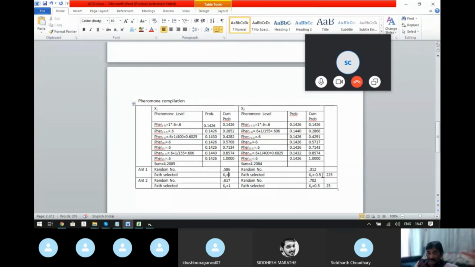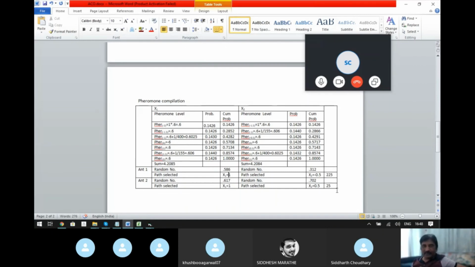Okay, and already there is 60% pheromone remaining. To that remaining pheromone, 1 by 225 will get added, and on the path traced out by ant2, that is x1 equal to 1 and x2 equal to 0.5, 1 by 25 pheromone will be deposited. So you will have new pheromone levels, then new probabilities, cumulative probabilities, and you will fire a random number, and on the basis of the random number you will find the path selected, thereby the value of x1 and x2.